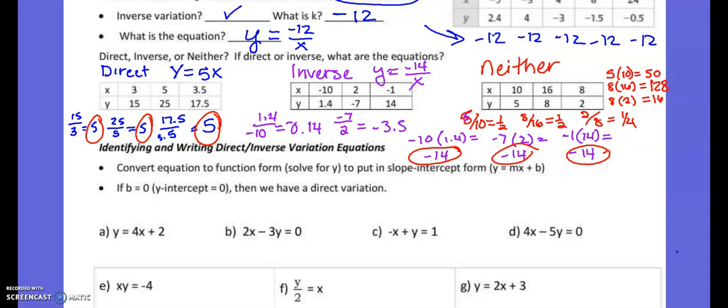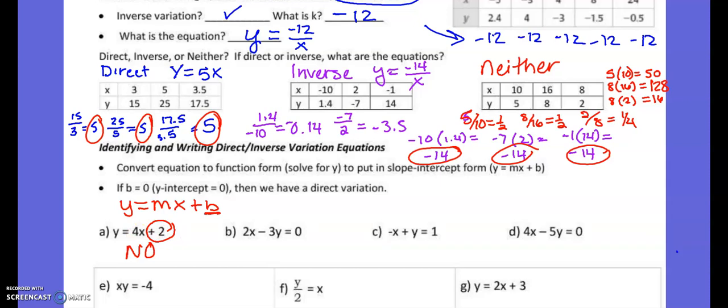We can identify and write direct and inverse variation equations. All we have to do is convert the equation to function form, meaning solve for y, and put it in slope-intercept form. If my b is 0, then we have a direct variation equation. So let's take a look at A. A already is in the form y equals mx plus b. If that b is 0, it's a direct variation equation. Is this one direct? No, because I have a b and it was 2 instead of 0.